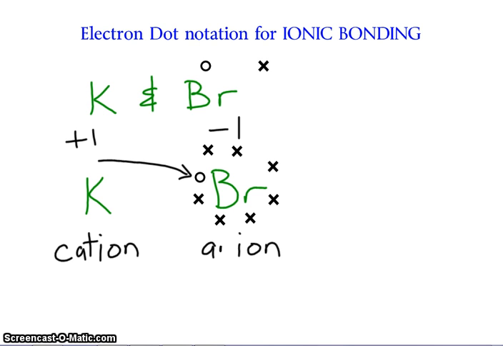Negative ions are called anions. And as you know, opposites attract. So the positive cations are attracted to the negative anions. And they come together in an ionic bond to make this compound, potassium bromide.